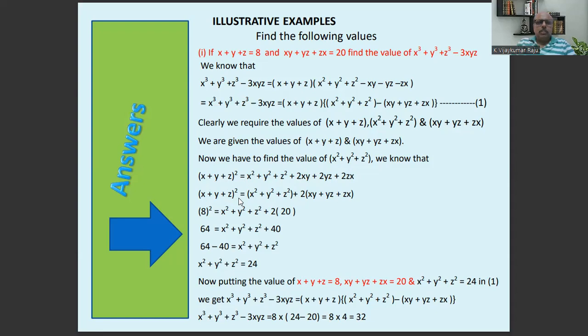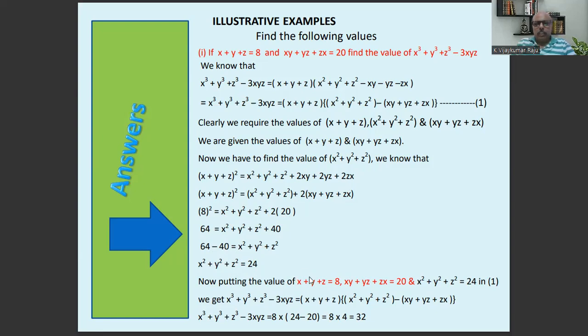So x² + y² + z² plus, 2 is common, take out 2 common, 2(xy + yz + zx). x + y + z is 8, so 8². x² + y² + z² + 2 times this value, which is given as 20. So 8 × 8 is 64, equals x² + y² + z² + 40. Take 40 this side, 64 − 40 = x² + y² + z². 64 − 40 is 24. So x² + y² + z² is 24.